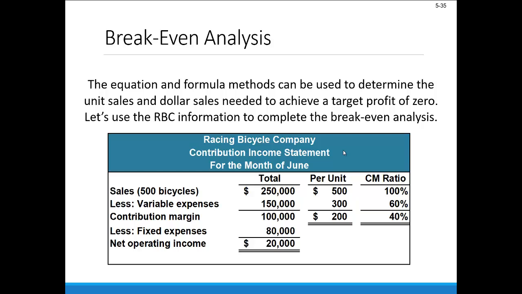So let's use our racing bike example from earlier study here to look at some break-even analysis. You may recall that Racing Bike Company was selling one type of bicycle. They were currently selling 500 of those things at $500 each, for total sales of $250,000. They had variable cost per bike of $300 and a CM per bike of $200. And at that sales level of 500 bikes, then net income was $20,000.